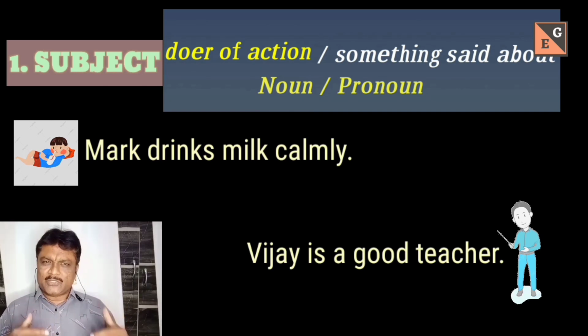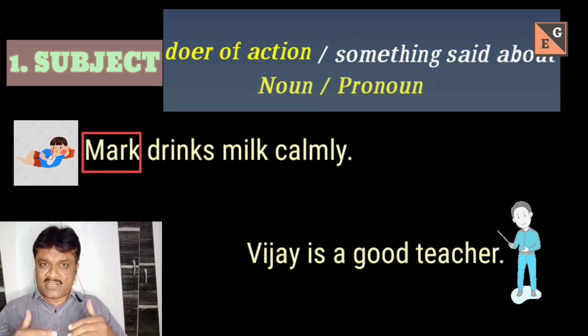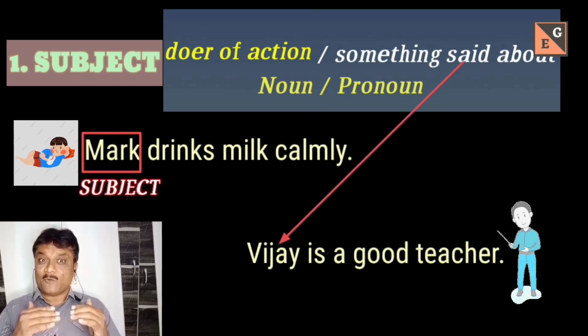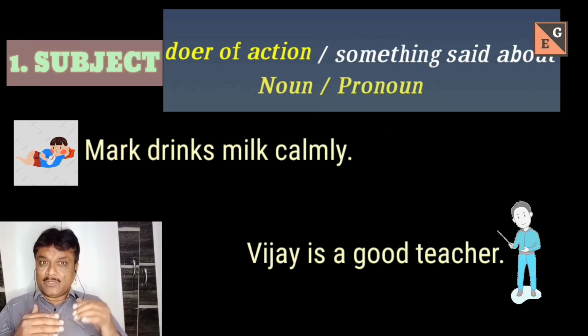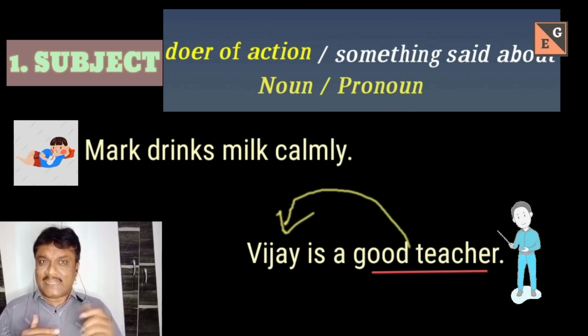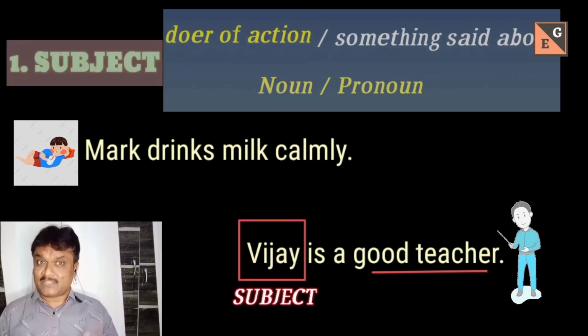If we look at these two sentences, we'll come to know that in the first sentence, Mark is a doer of an action as he is drinking milk, so Mark is the subject. And in the second sentence, something is said about Vijay. That is, Vijay is a good teacher, so good teacher has been labeled to Vijay. So Vijay is the subject.